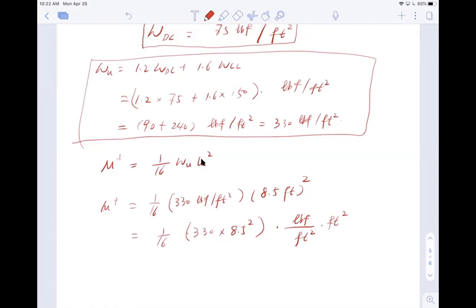Now let's get this number out. You can take a look yourself. This is 1/16, so I'm just going to punch all the numbers out. Just for convenience, it's 330 multiplied by 8.5, multiplied by 8.5, and divided by 16. I have roughly 1,490. That's the number here, and this unit right here is strange. Why? Because it's pound.